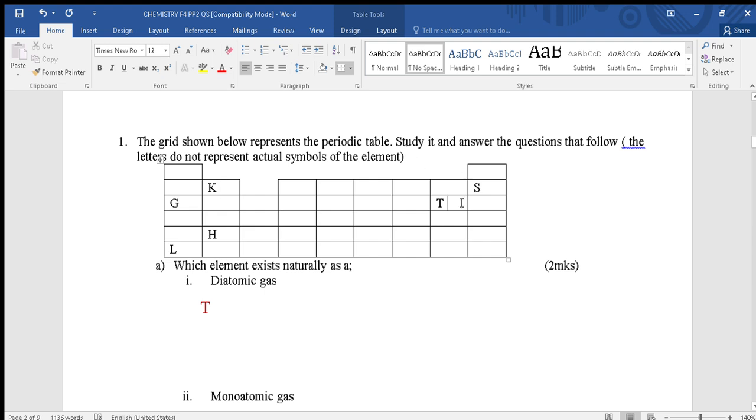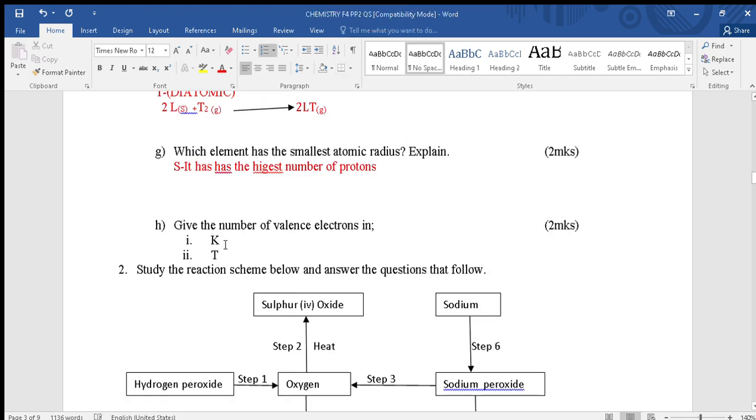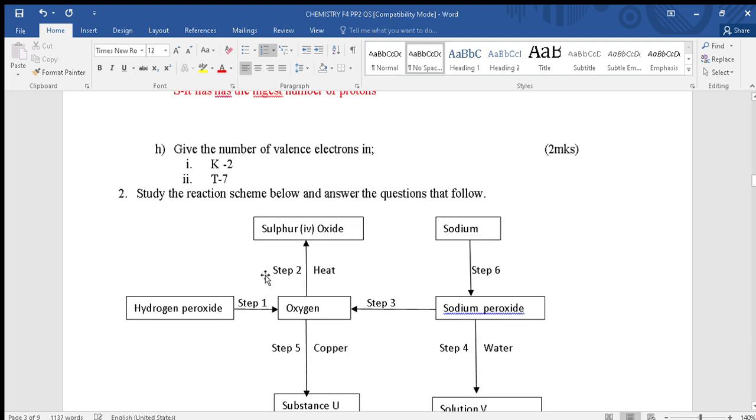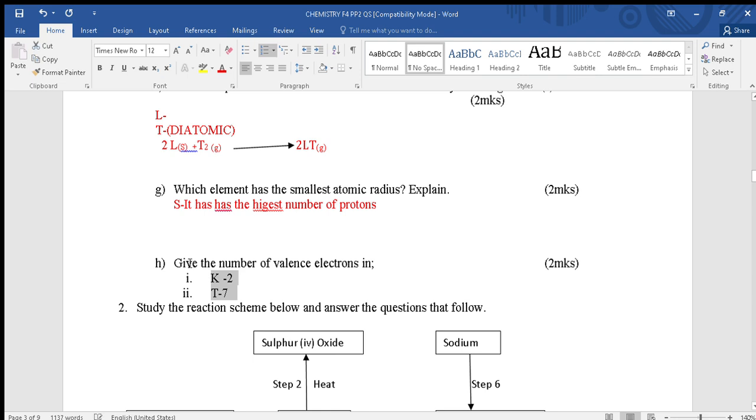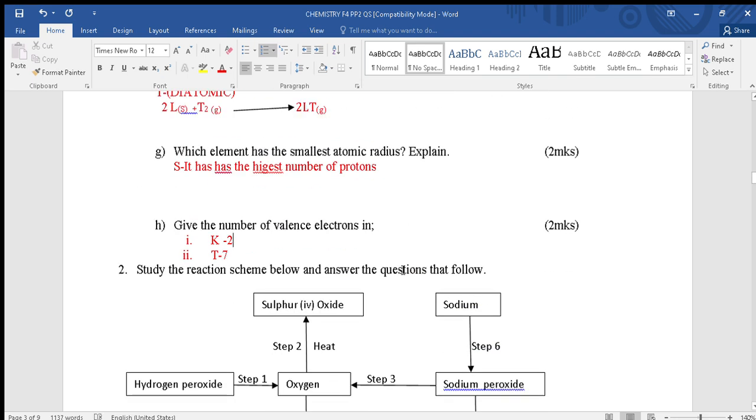You know group 7 members, how many electrons do they have in the outermost energy level? They have 7 electrons in the outermost energy level. So this K has how many valence electrons? This K has 2 and this T has 7. Okay, so this you can also highlight. I'm going to highlight it so that you can see it well. So K has 2, T has 7. Okay, that is important. So we go to this question.